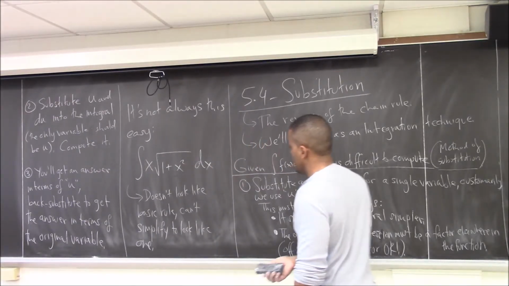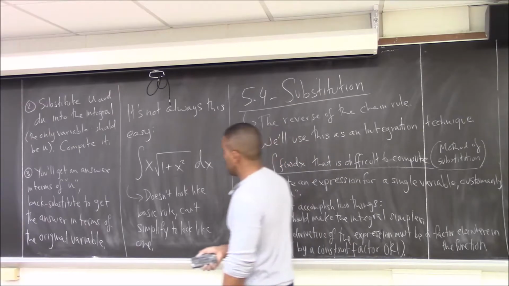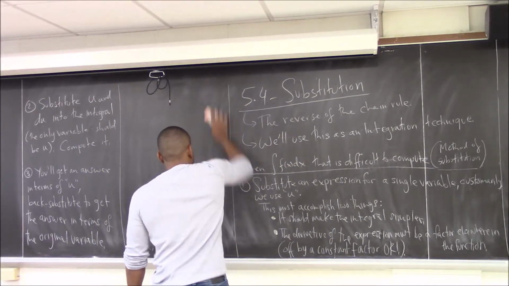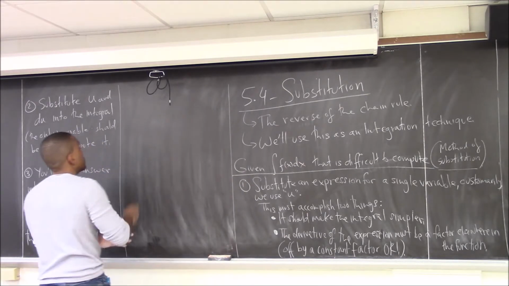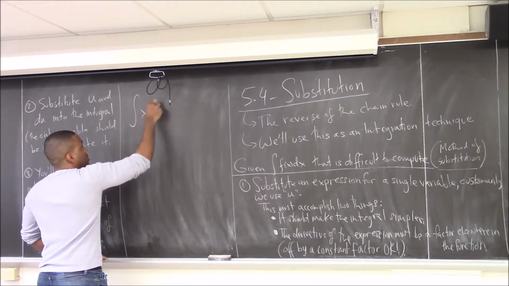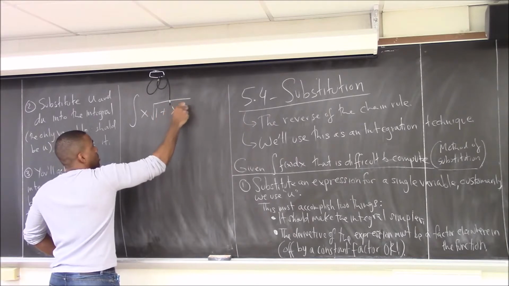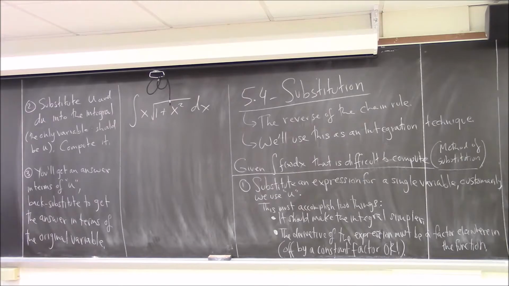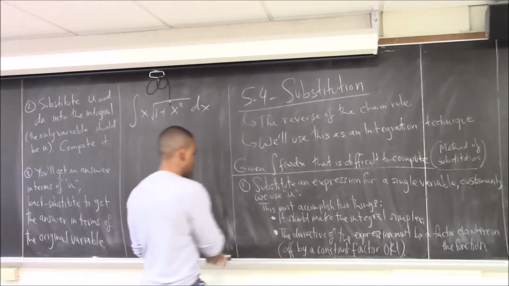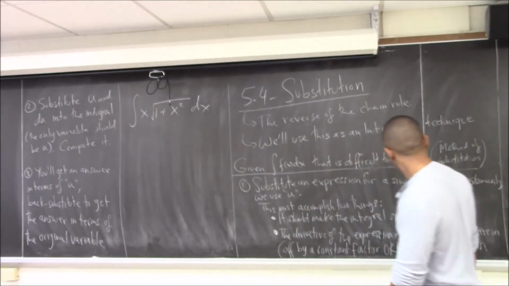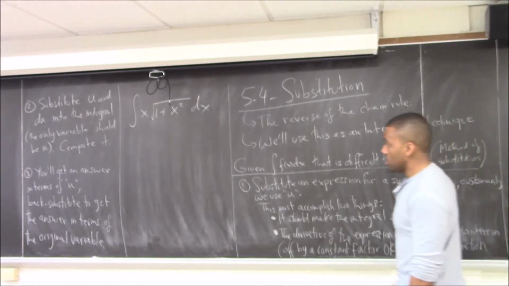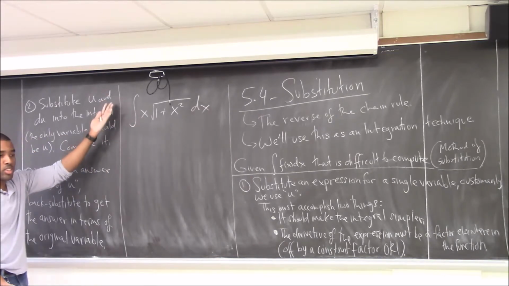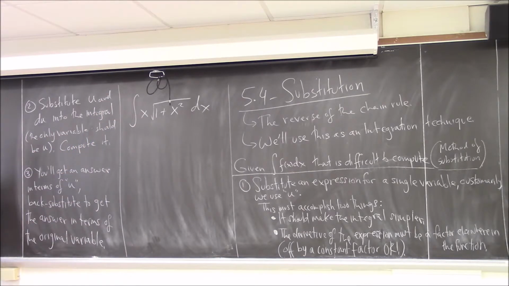So let's actually do an example. Let's do this example so you can see what I'm talking about. So that's our function. We want to find the antiderivative of that, the integral of that. Same thing. Doesn't look like a basic rule, can't simplify it to look like a basic rule, nowhere to get rid of the radicals so I can distribute and use the power rule. So we're kind of stuck.